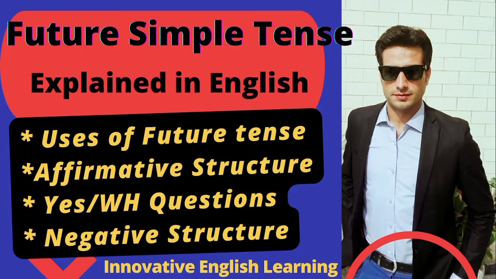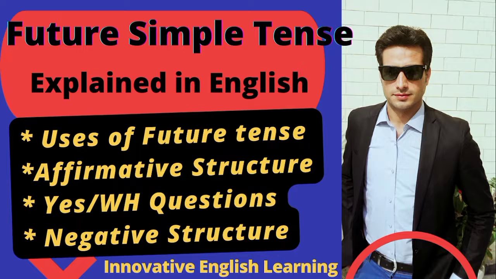Today we are going to talk about future simple tense. So in this video we'll talk about the different uses of future tense in detail. Apart from that, we'll talk about the different structures like affirmative structures, WH questions, yes-no questions, negative structures and negative interrogative structures. Moreover, we'll also talk about some of the differences between present continuous tense and future simple tense, because sometimes we use present continuous tense to refer to future actions. So we'll also discuss that.